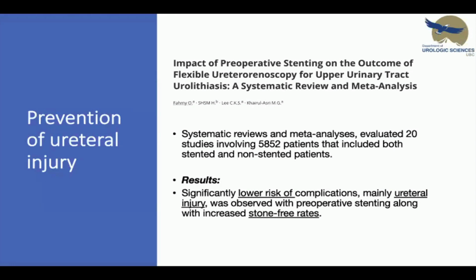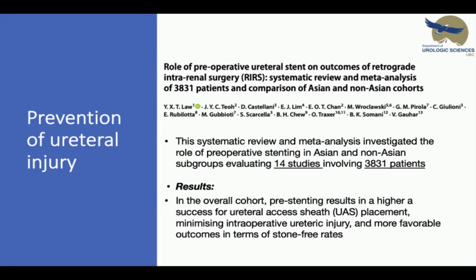Why do people pre-stent? Here's a systematic review and meta-analysis that evaluated 20 studies involving 5,852 patients, including both stented and non-stented patients. They found a significantly lower risk of complications, mainly ureteral injury, and an increased stone-free rate. This is another systematic review and meta-analysis that investigated the role of preoperative stenting in Asian and non-Asian subgroups, 14 studies and 3,800 patients included. They found that pre-stenting resulted in a higher success rate for ureteral access sheath placement, minimized intraoperative ureteral injury, and increased stone-free rates.